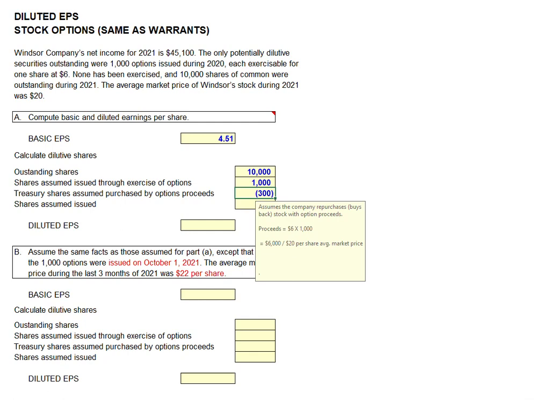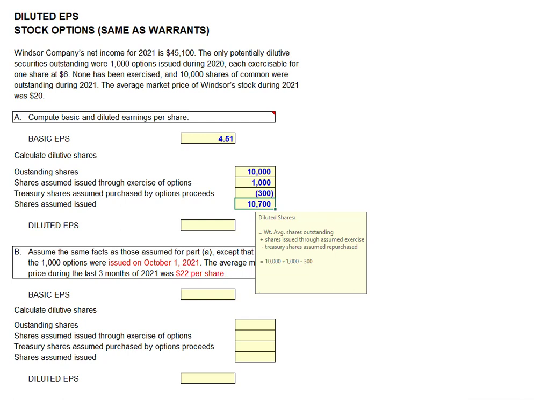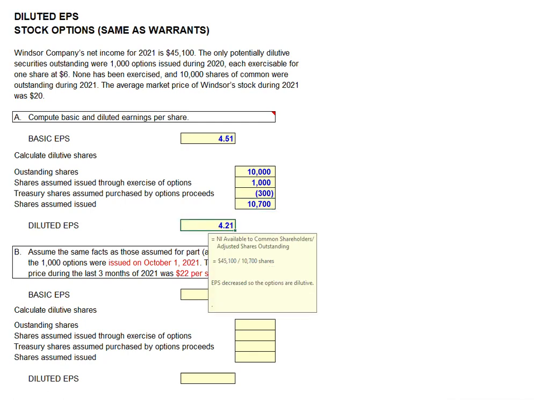And we divide that by the average market share price during the year of $20 per share. So we assume we can repurchase 300 shares of stock. This gives us an adjusted 10,700 shares outstanding. So for our diluted earnings per share calculation, we'll take our net income available to common of $45,100 and divide it by 10,700 adjusted shares and get $4.21. Notice earnings per share decreased, so the options are dilutive.